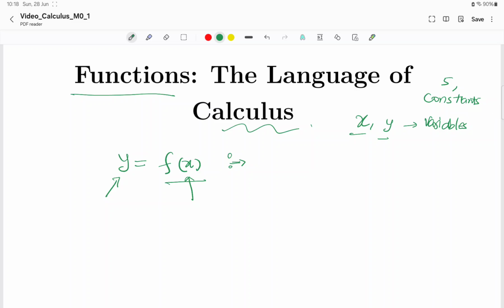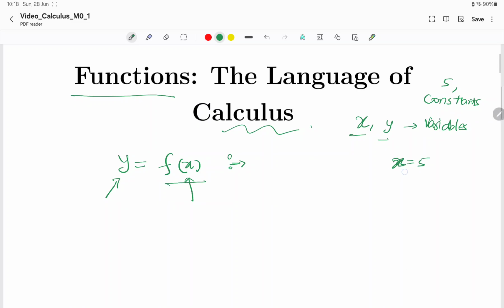At a particular time, if I say x equal to 5, x is a variable, but at this point I am saying that this x is pointing to 5. This is a fixed value. But x is a variable; at a different point it may take a different value. So x is called the independent variable. That means you can give different inputs. Obviously that should be in the domain of the function. What is the domain? I will come to it. And we call y the dependent variable.